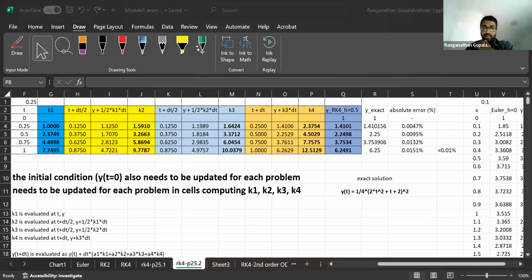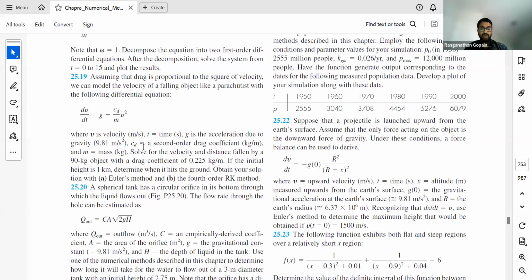There is one more problem in the homework, 25.19, and in the 10 minutes I do have, let me just give some hints about how to solve it, okay? So let's read the problem together. Here is problem 25.19. So it's a word problem.